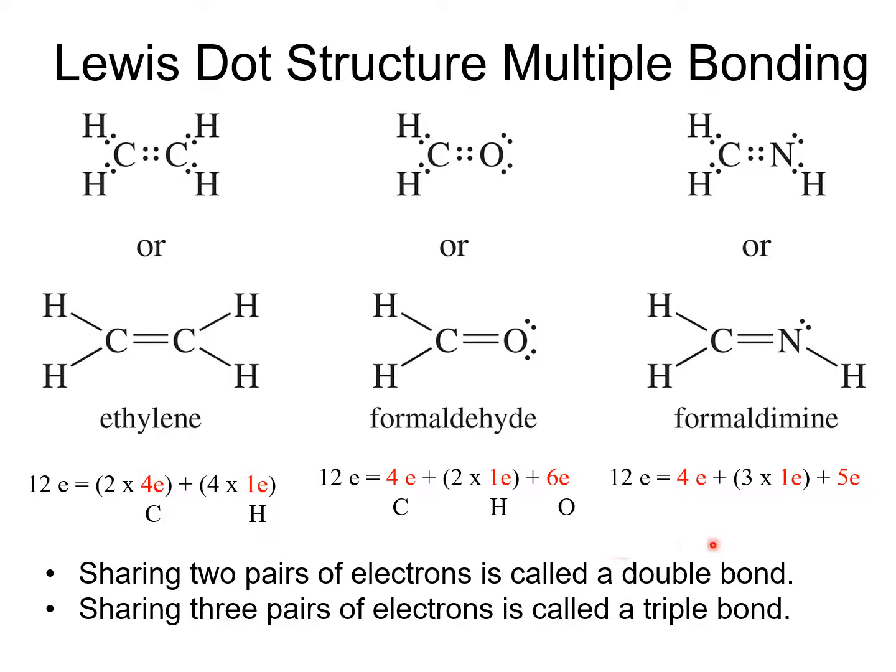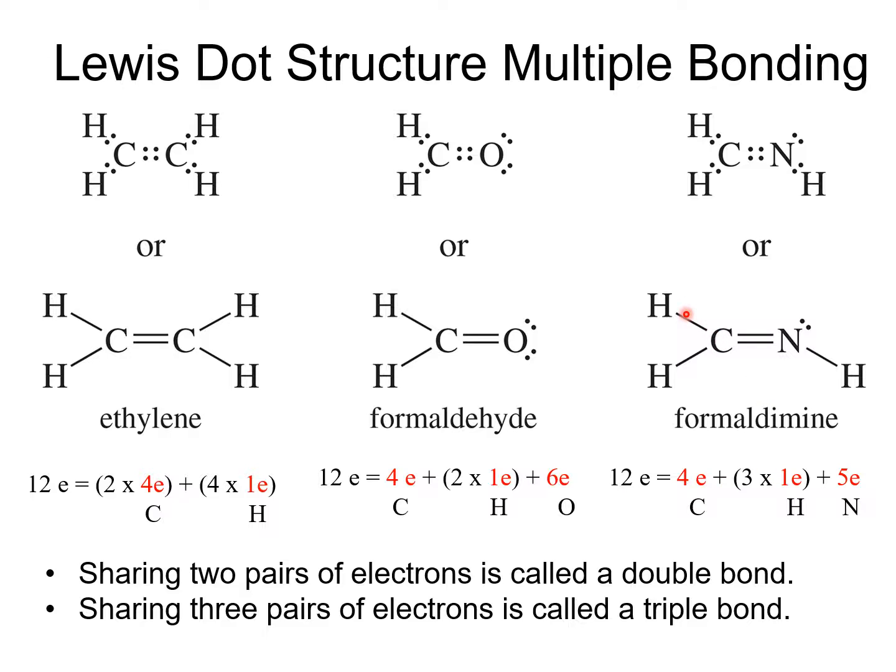So in my formaldiamine, we're going to do the same sort of thing. We're going to do the number of valence electrons count. Carbon is in group 4, hydrogen is in group 1, nitrogen is in group 5. There are 3 hydrogens, there's 1 carbon, and there's 1 nitrogen. Add everything together, you get 12 electrons.